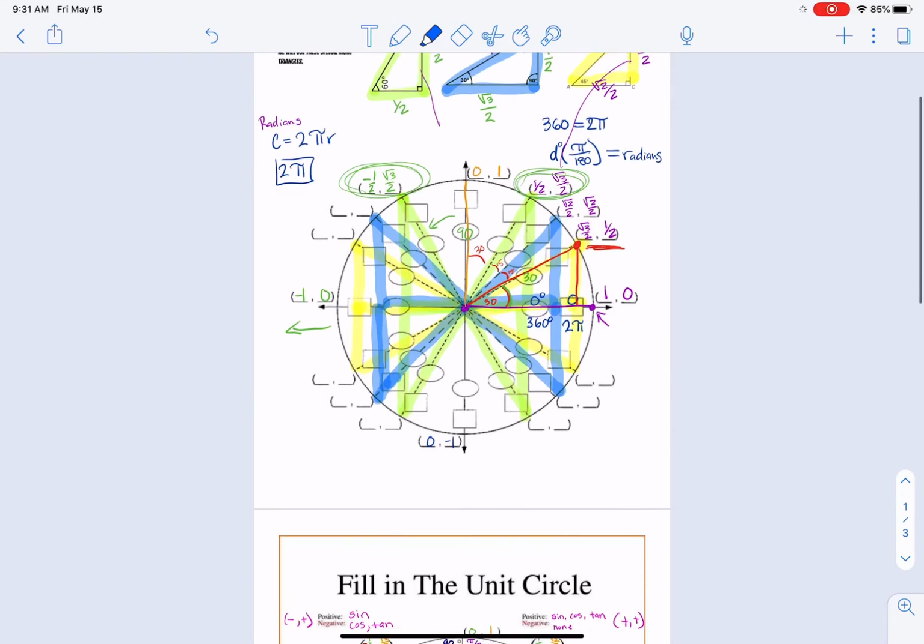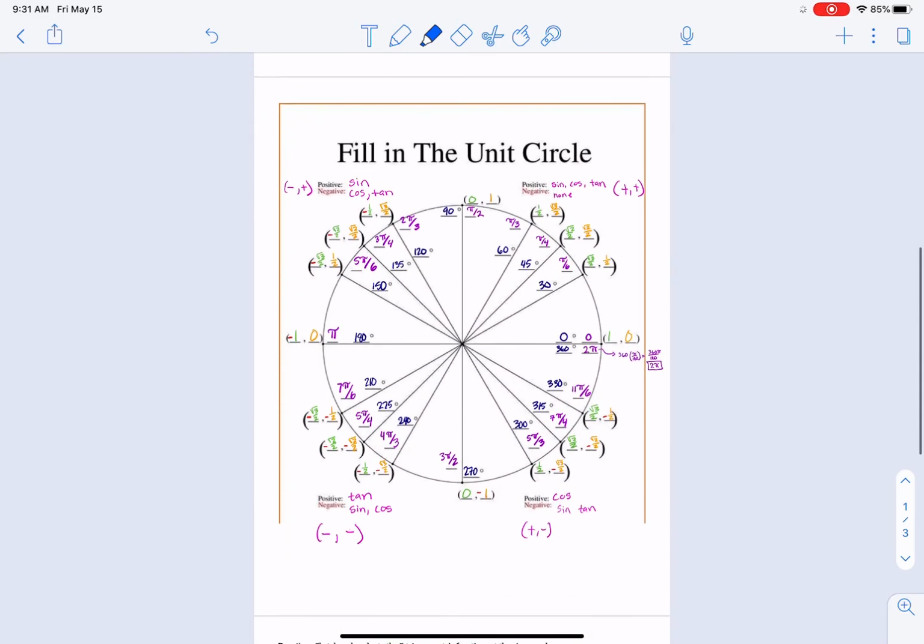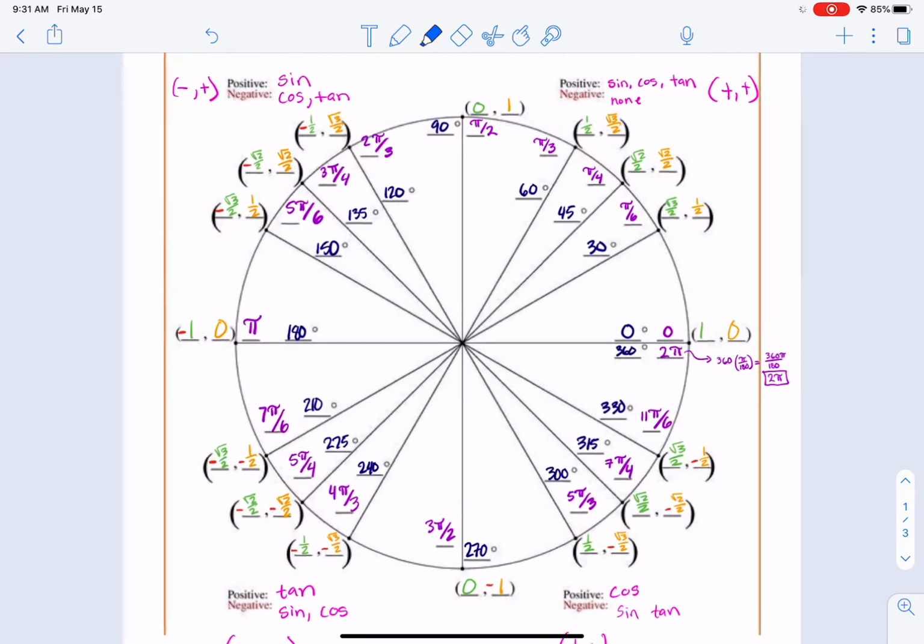Based on special right triangles. Okay, so let's look at this unit circle completely filled out and just talk about some of these features.